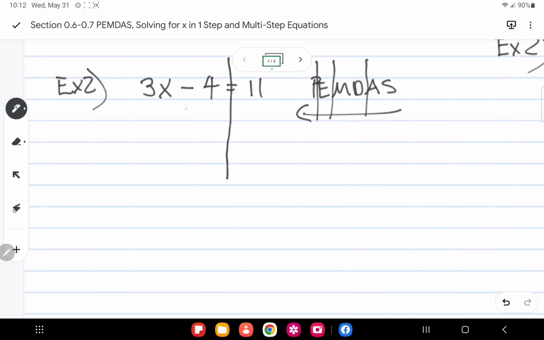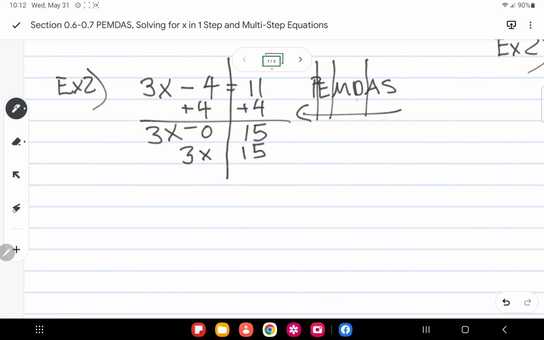Let's draw the wall. Add 4 to both sides. Negative 4 plus 4, that is 0. 11 plus 4, that is 15. And you bring down whatever you did not use with the operation. Okay? And that 0 can just go away, so we'll just rewrite everything as is.